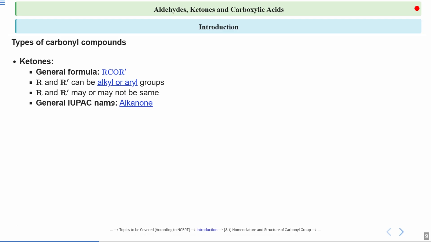The general IUPAC name of ketones is alkanone, that is alkane plus ONE. So the E over here is replaced by ONE in the case of ketones. This is the general IUPAC name, which is alkanone. Now this is how a ketone looks. You have a C double bond O over here, that is the carbonyl group, and on one side there is an R group and on the other side also there is an R group. That can either be an alkyl group or an aryl group, which may or may not be the same. That means in the case of a ketone, the carbonyl group is connected to carbon on both sides.